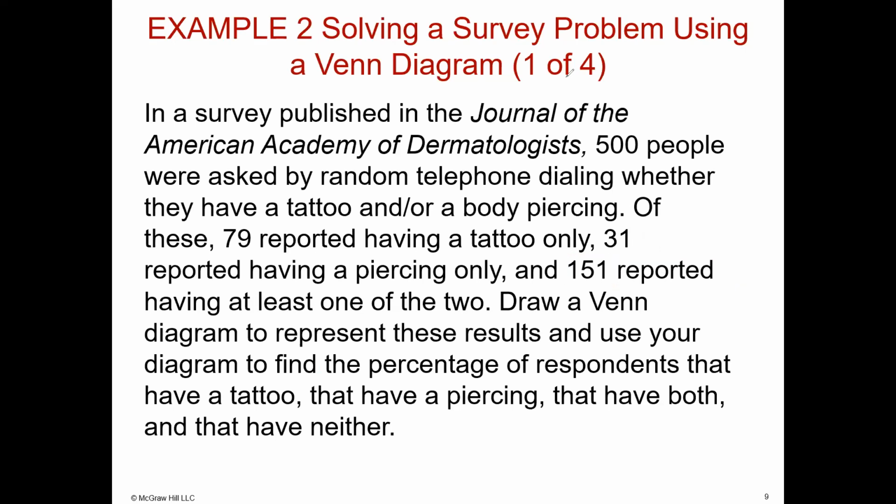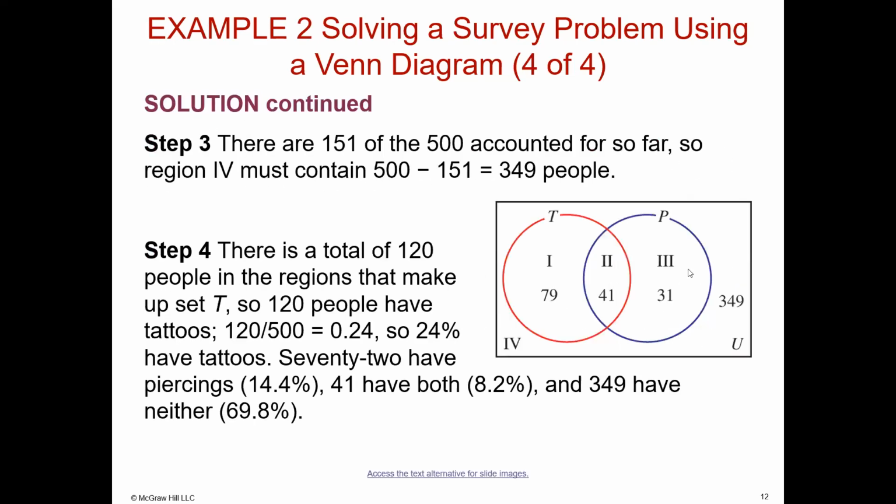Okay, so you're saying region 2. Now, again, it's saying at least 151 of the people have either a tattoo or a piercing. Okay, at least one of the two. I have a question. What's the other side of the fence of saying at least one of the two? What does not at least one of the two suggest? The other side of the fence would be neither. It's neither.